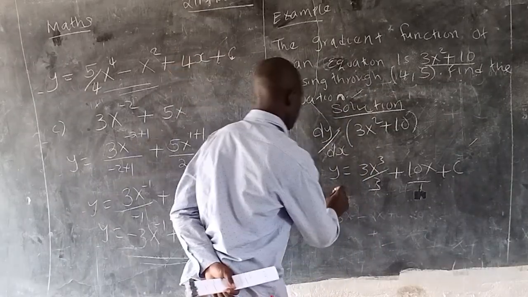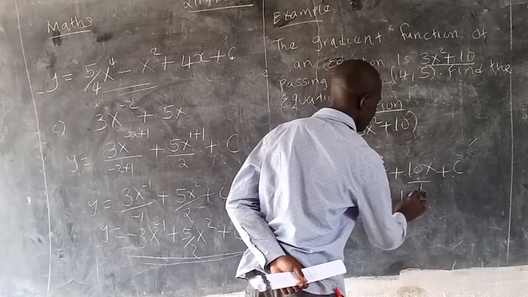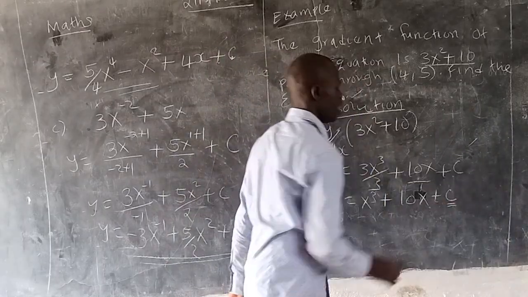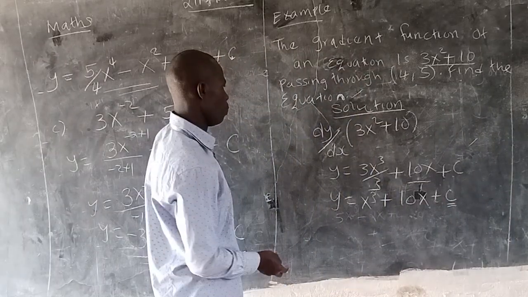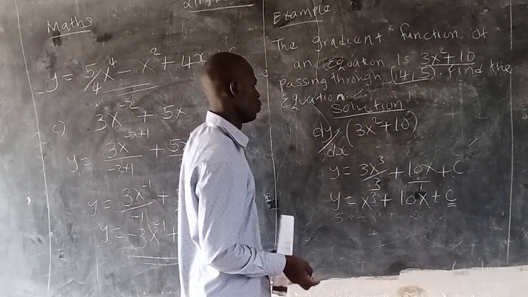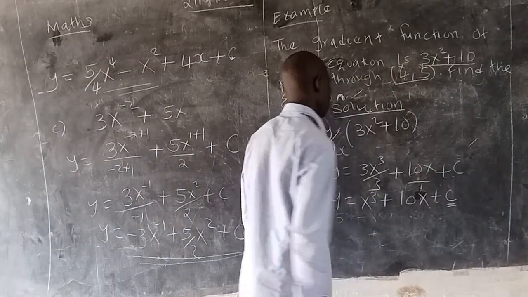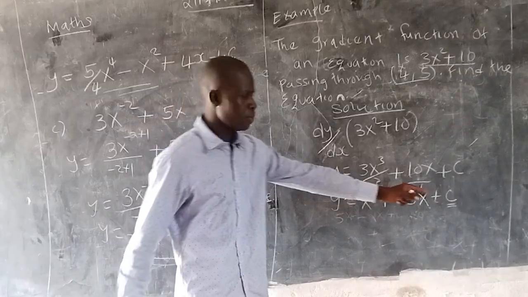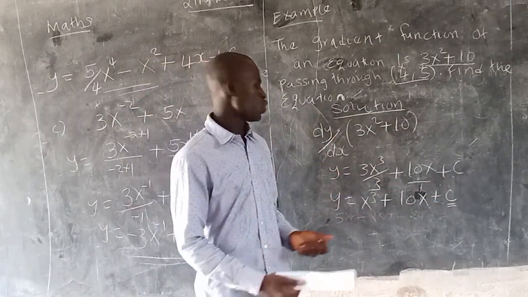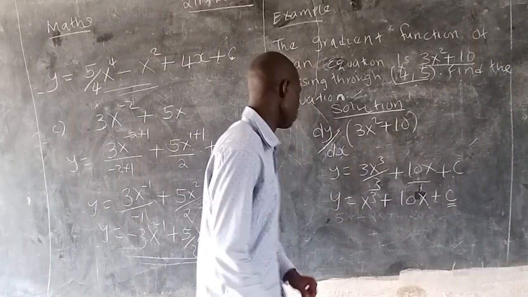Now, we have y equal to x cubed plus 10x plus c. Remember, we need to find the value of c, students, which is our constant. Now, remember, we are given the point through which this curve passes, and it is in coordinate form. It is in the form of x and y. Therefore, for us to get the value of c, we replace where we have x and y, so that we can find the value of c, students.